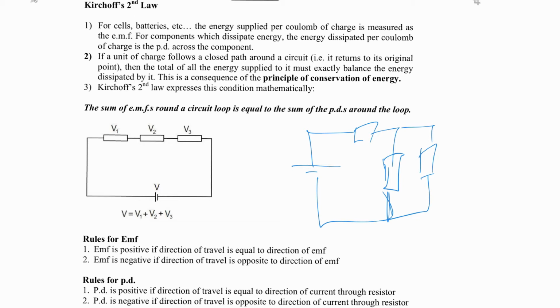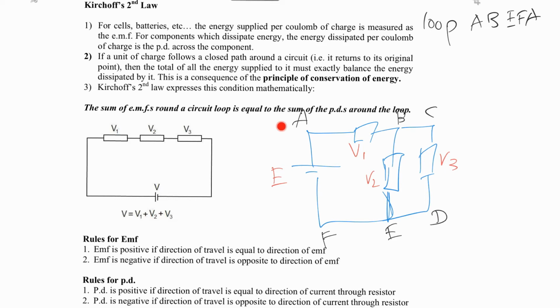So I teach you how to write it down. For example, let's give this V1, V2, and V3, and this is the EMF. Now, how to identify the loops? Usually we will label the junctions so we can identify the loops. So let's call them A, B, C, D, E, F. Now, if you want to use a particular loop, let's say I say loop A, B, E, F, A. So A to B to E to F to A. Isn't it this loop? So that's how I identify the loop.